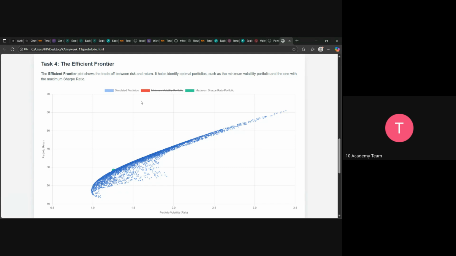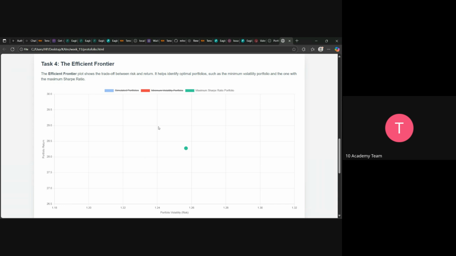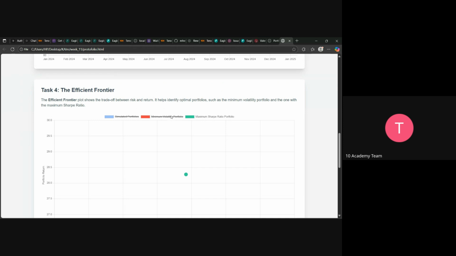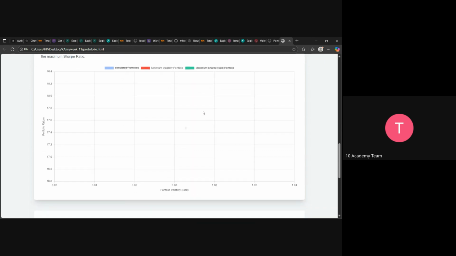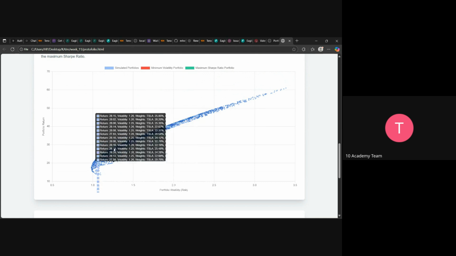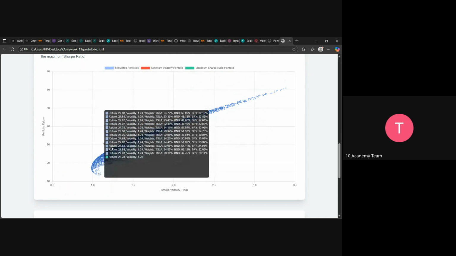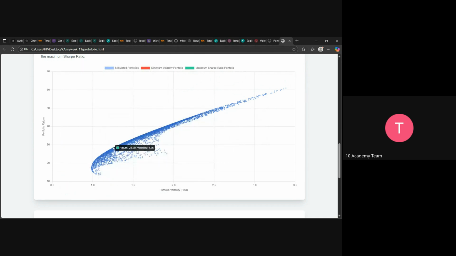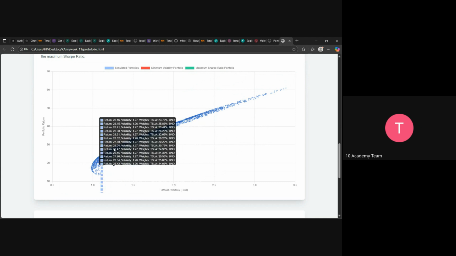So we have nothing in the red line, which means there is no minimum portfolio ratio. There's nothing here. With the maximum Sharpe ratio, it's just going to be here, with a return of 28.28 and a volatility of 2.6, or this value.